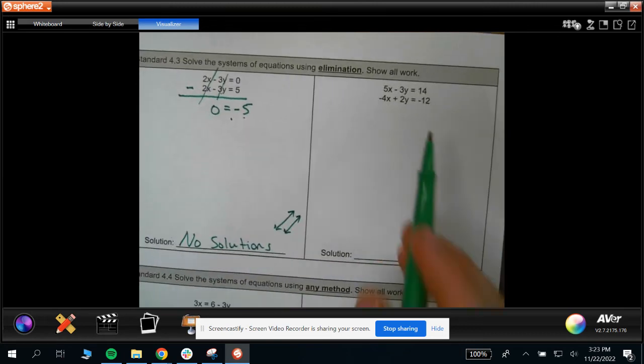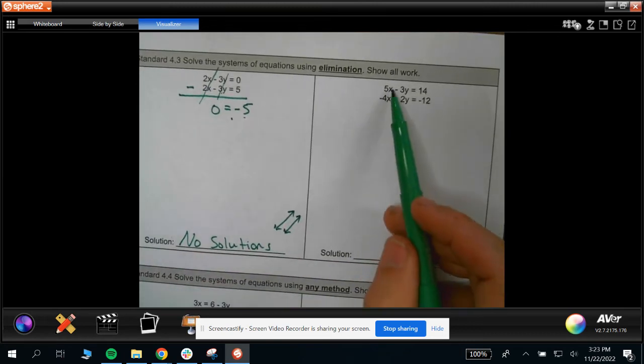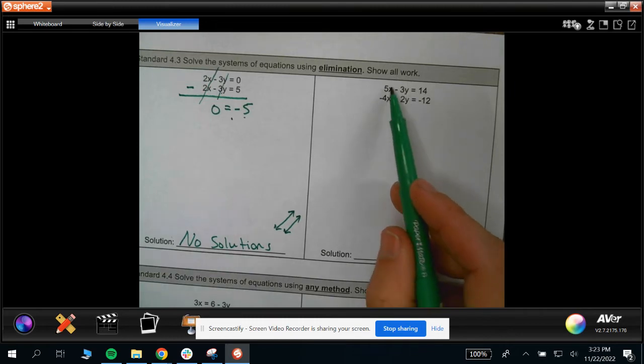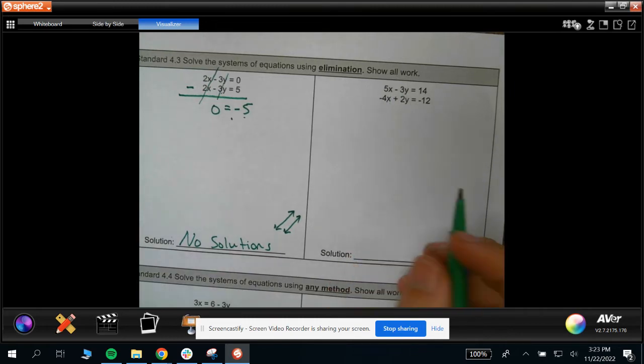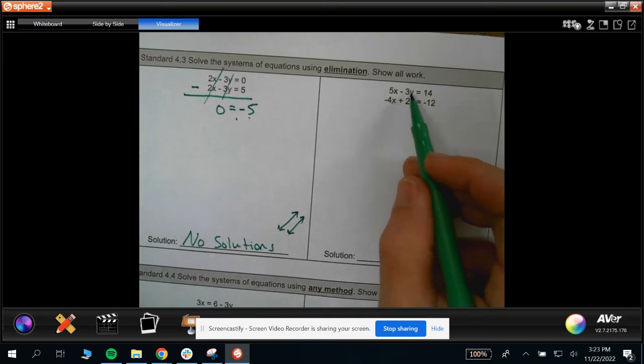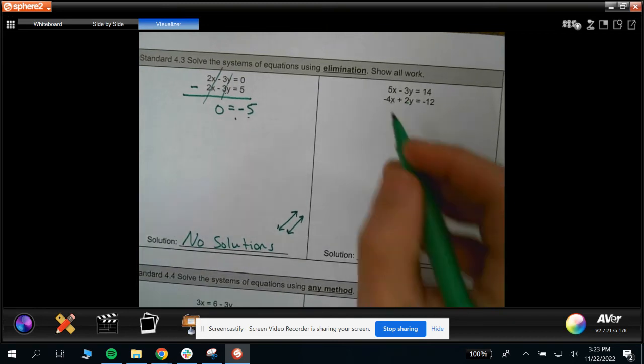All right, let's look at this one. Can I add or subtract right away to make a number cancel out a variable? Nope, they're different numbers. So in that case, I have to multiply. Well, I can't multiply 2 to be a 3 or 4 to make a 5. So that means I have to multiply both. What number? Let's look at the y's. What number do 2y and 3y both go into? They both go into 6.